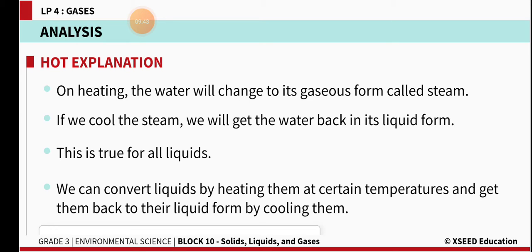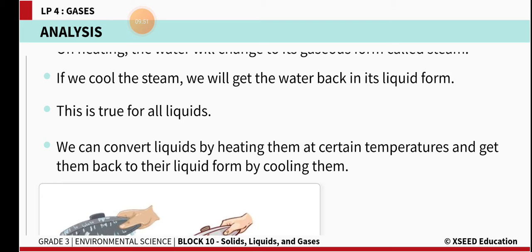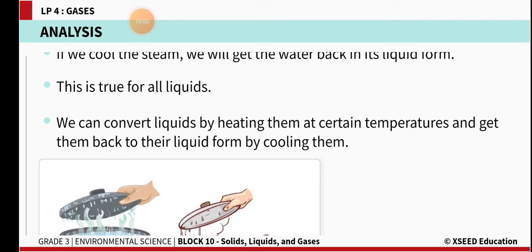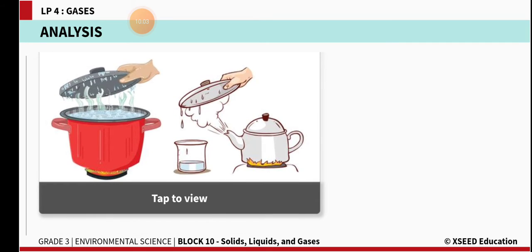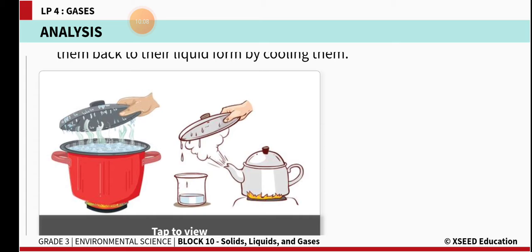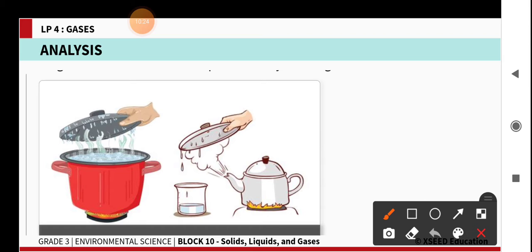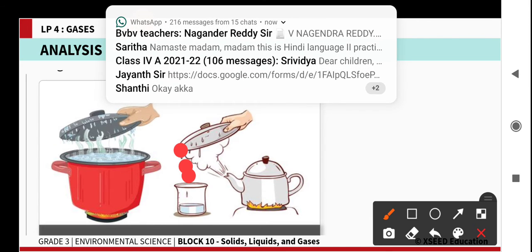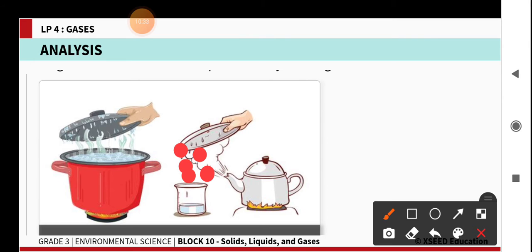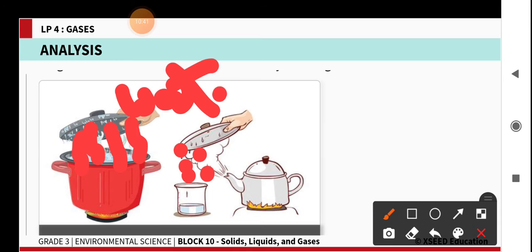If we cool the steam, again that steam will come back into the liquid form. This is true for all the liquids. We can convert liquids into gas by heating them at certain temperatures and get them back to their liquid form by cooling them. You can see this. A kettle you take, and in front of the kettle, when you keep a cool plate, when you heat this water, the water changes into gaseous form, the vapors are coming out. So these vapors, again when they touch the cool plate, they are changing into water droplets, right? Here also you can see the same thing, how the water is changing into fumes and again changing back into water.